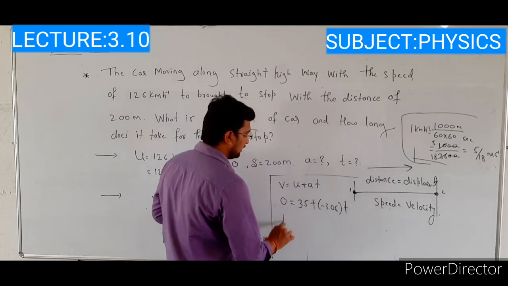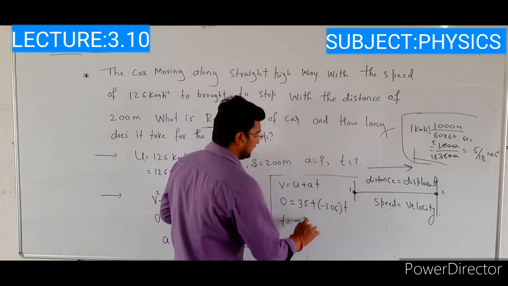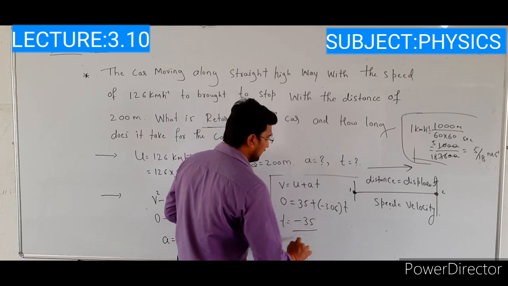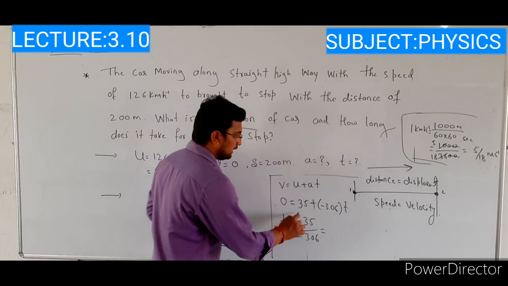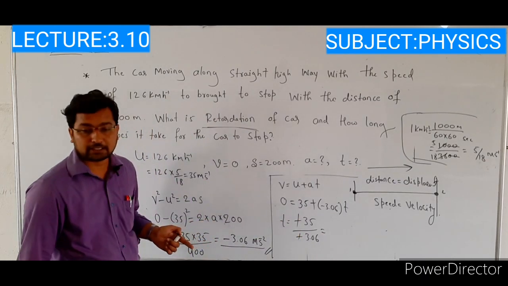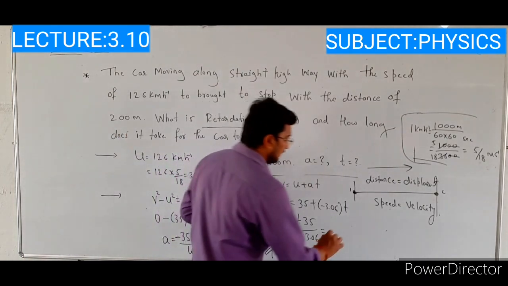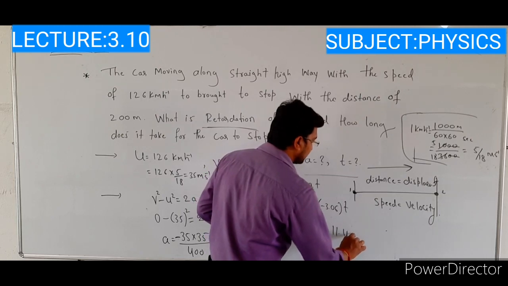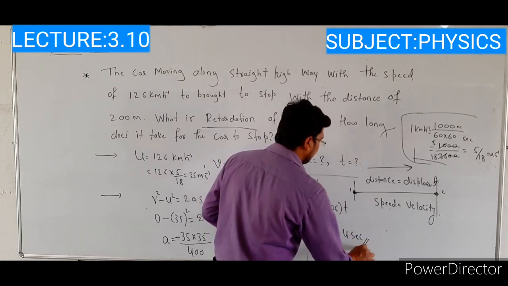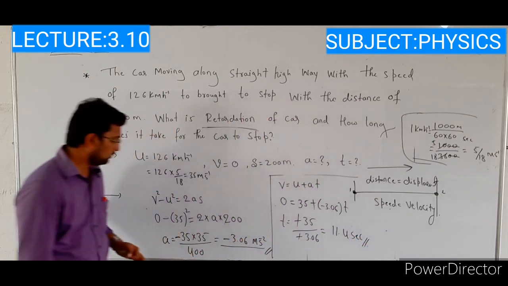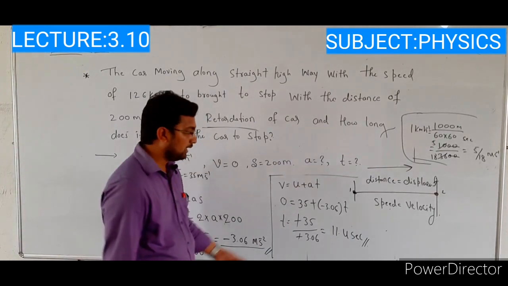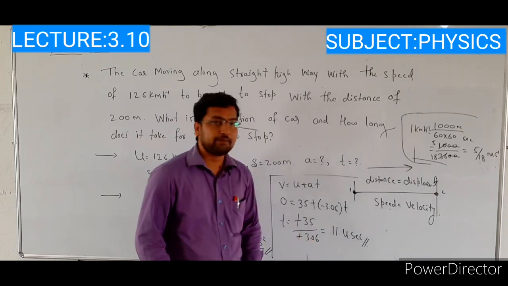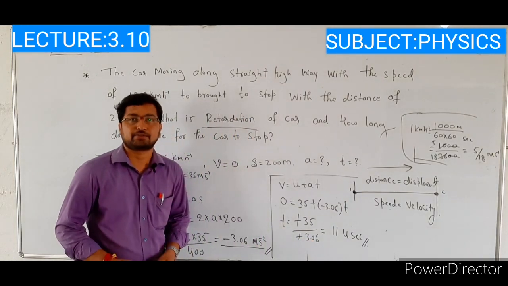So from this, t is equal to minus 35 divided by minus 3.06, right? Here the minus signs both get cancelled. Then the answer is 11.4 second. So the retardation value is minus 3.06 meter per second square, and the time is 11.4 seconds.